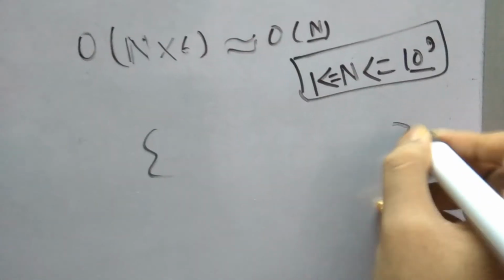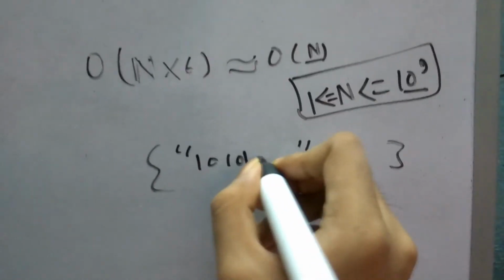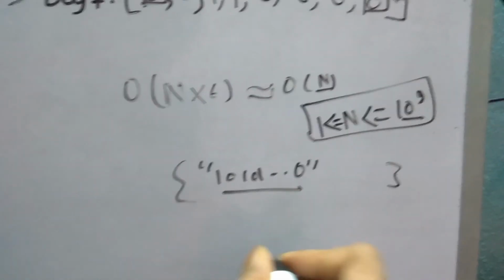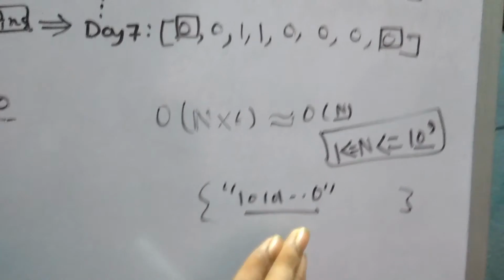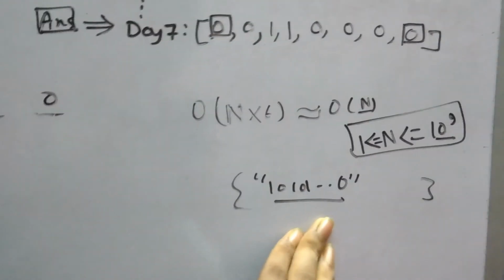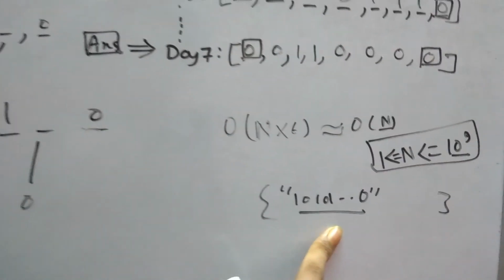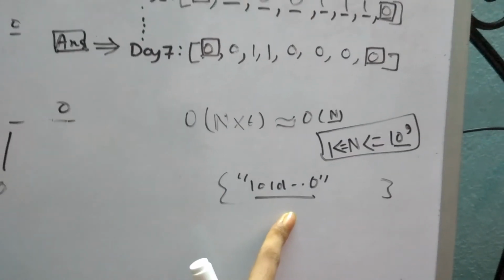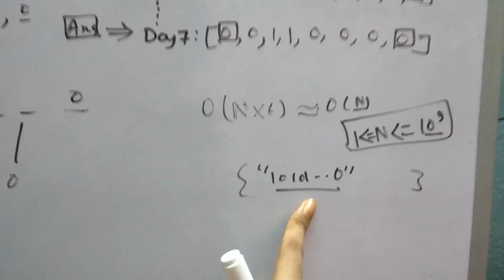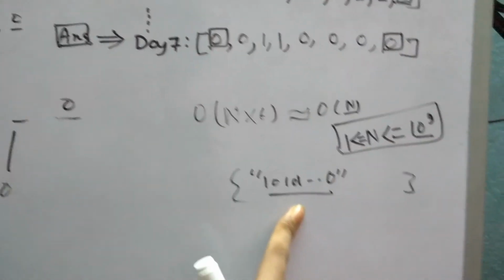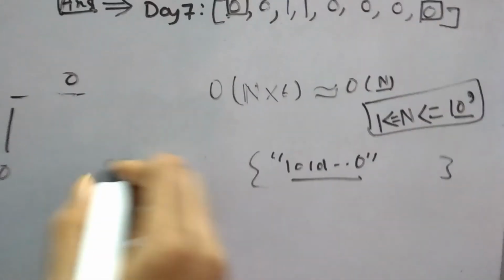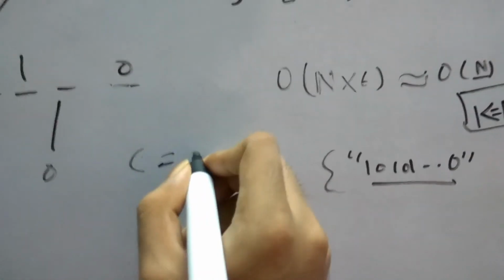So we will be having a hash set where we will be storing these combinations as a string, and we will be storing all the unique combinations over here. And whenever we get a same combination which already exists in this hash table, we will see that there is a cycle. So we will count the total number of cycles.